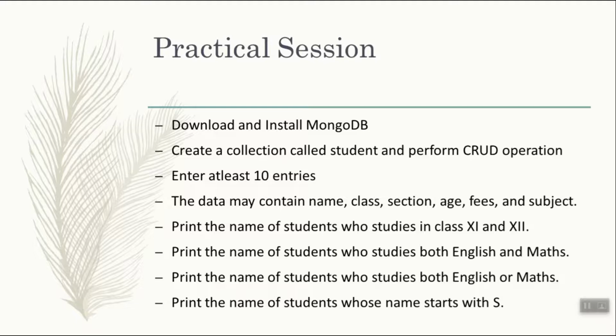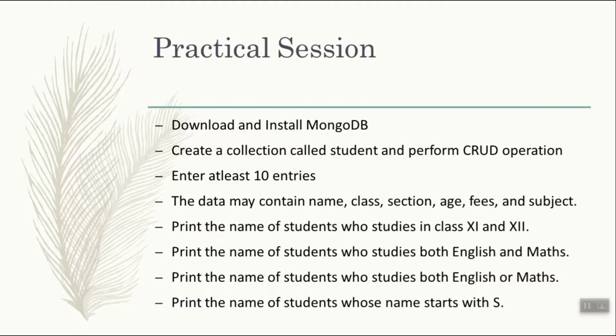Now the next is to create a collection called student and perform CRUD operations on it. At least enter 10 entries. So you have to enter 10 entries with different columns. The data may contain name, class, section, age, fees, and subject. In a few documents, you can mention just a few details. In some documents, you can mention all the details like name, class, section, age, fees, and subjects.